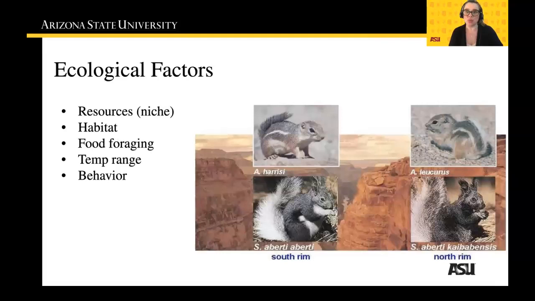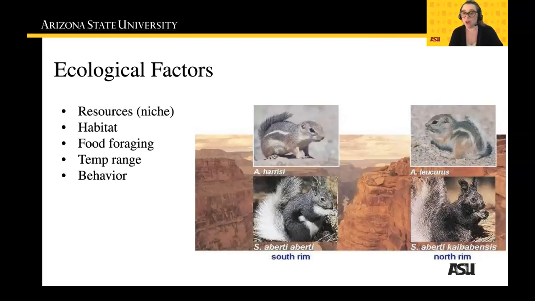Another aspect that we must pay attention to are the ecological factors surrounding speciation, or what species are. One of the things we look at are resources available, which is also called a niche. We look at the habitat and how organisms would adapt to better be suited to their habitat. We address how they forage for food. Maybe one forages on the ground and another forages in a tree. We look at the range of temperatures that they survive and excel in, and we address the behaviors that are exhibited as well. These organisms are found on the north and south rims of the Grand Canyon.